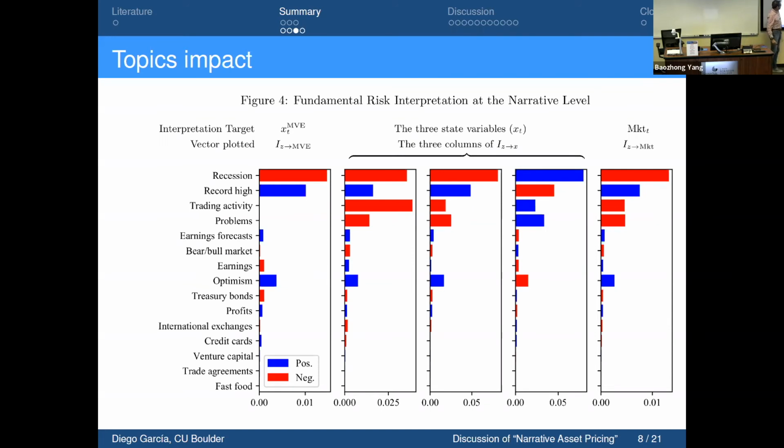But you can see the mean variance efficient portfolio, which ones load: recession and record high are loading. There are the 3 interpretations of these 3 state variables. And you can see, again, recession and record high load fairly strongly. Okay.